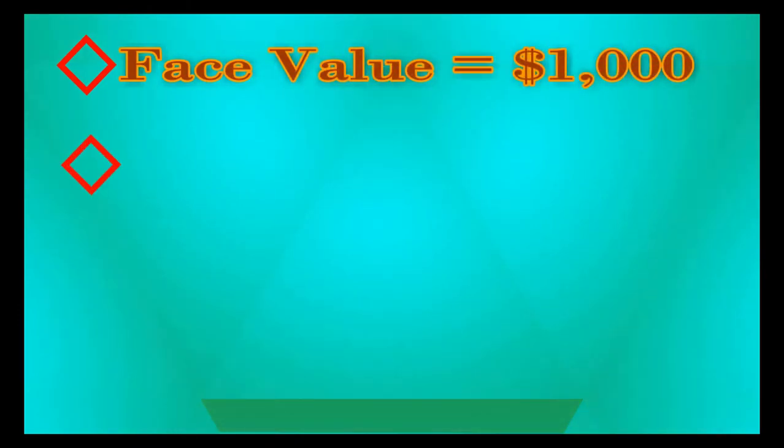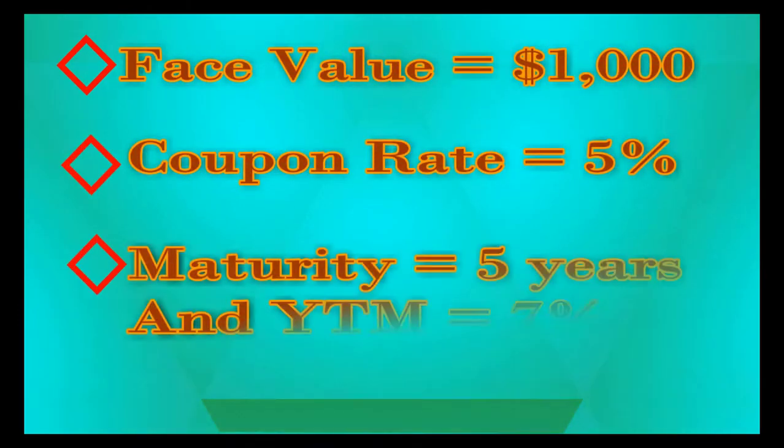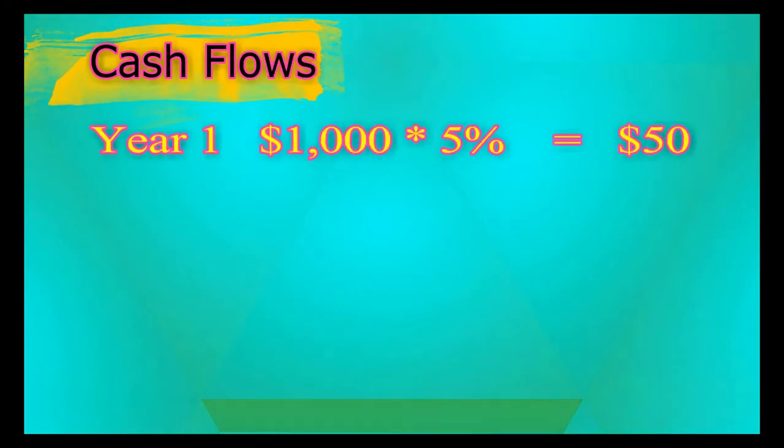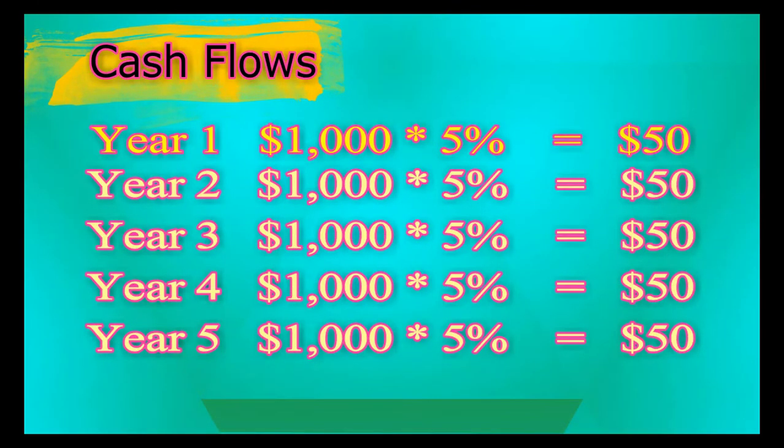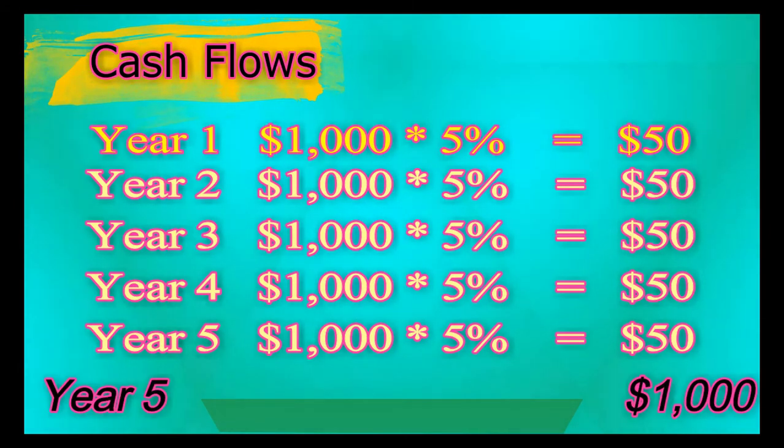Suppose that a bond with a face value of $1,000 pays a coupon of 5% annually and will mature in 5 years. The YTM of the bond is 7%. As per the information, the cash flows associated with the bond are coupon payments of $50 for 5 years and the repayment of the principal amount at the end of year 5. By using the discounted cash flows technique we can find the value of this bond.